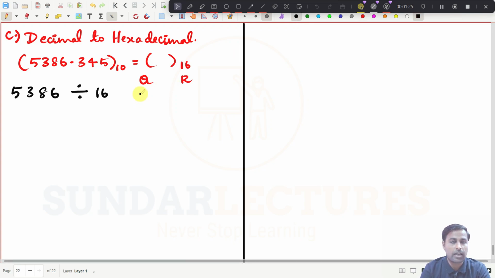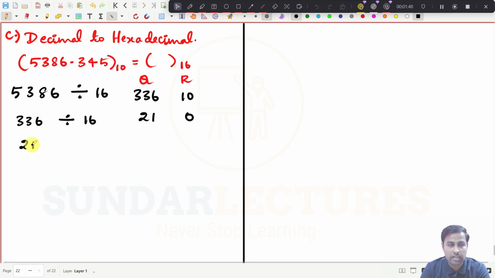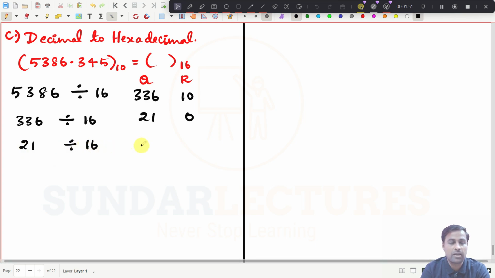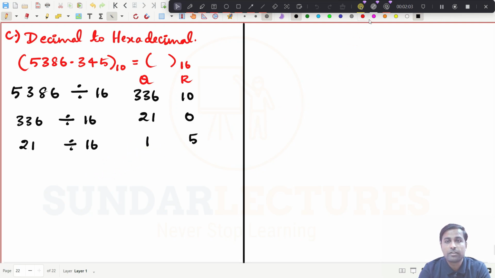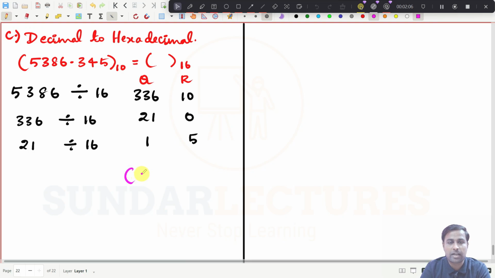If I divide this one, I will get 336, and the remainder will be 10. Then you take this 336 and divide it by 16, and I am getting 21, and the remainder will be 0. Again, you take this 21 and divide it by 16. The value I am getting is 1, and the remainder is 5. And you cannot further divide this 1 by 16, the whole number will not come. So the final answer can be written like this: 150.